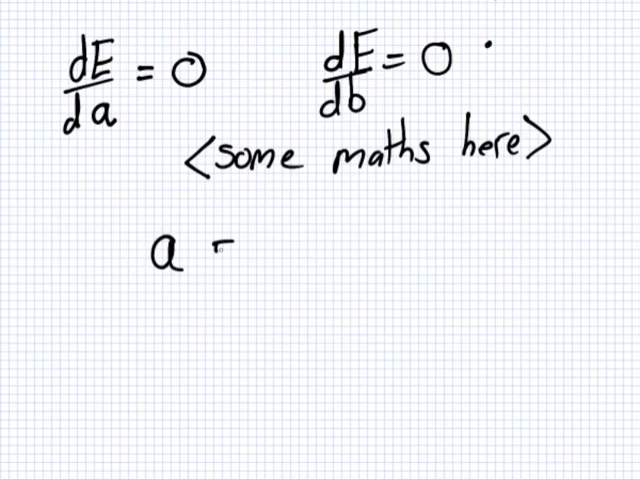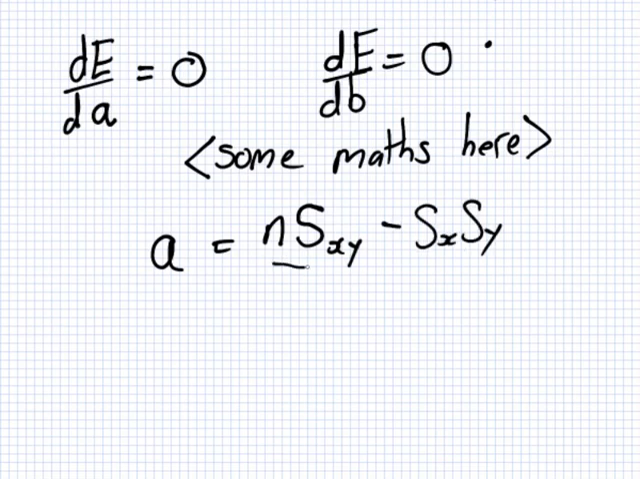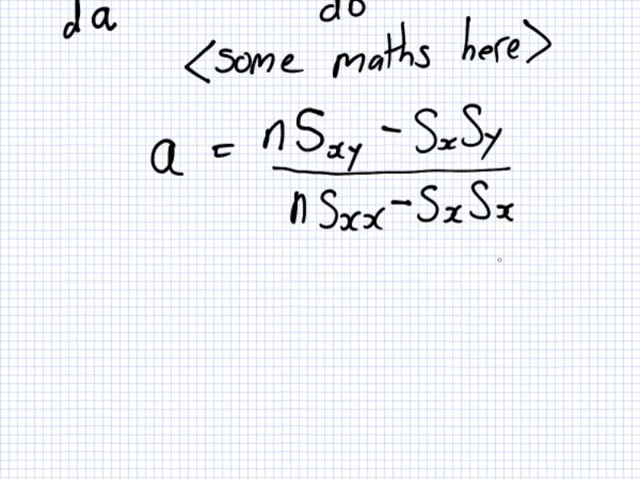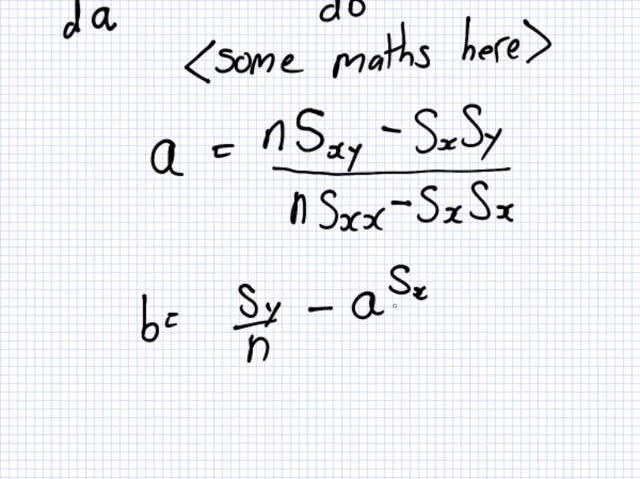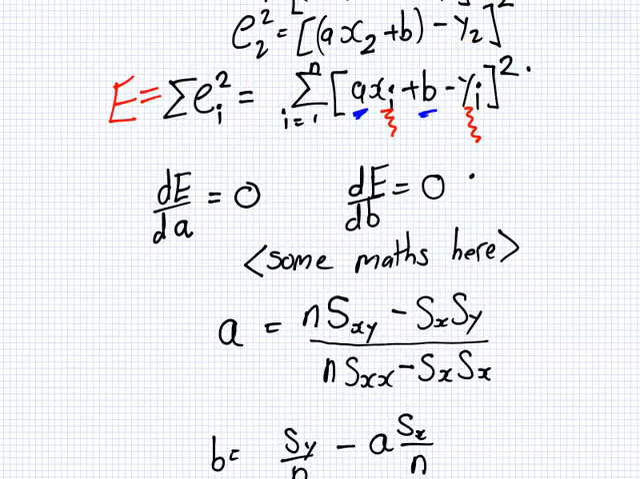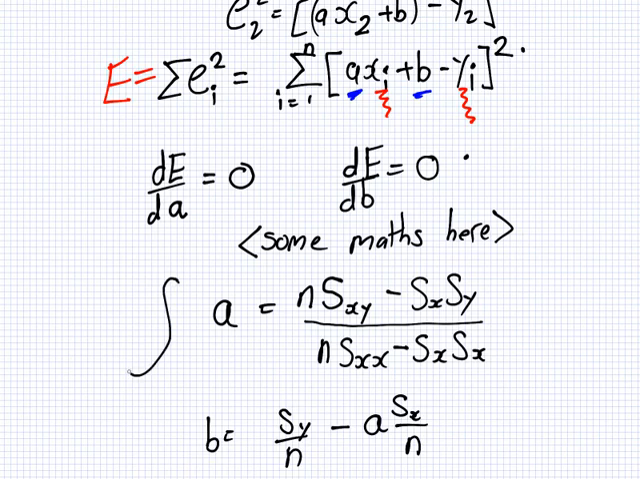So the A equals, I have it here, N, and I'll explain what the S means in a moment, SXY minus SX SY over N, SXX minus SX SX, or SX squared if you want. And then B equals SY over N minus A SX over N. Okay, so you definitely need these two formulas. So if you want to write this next bit down, do you have this? Yeah, so these are the two formulas for A and B.